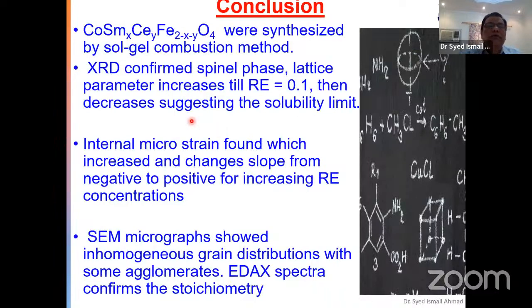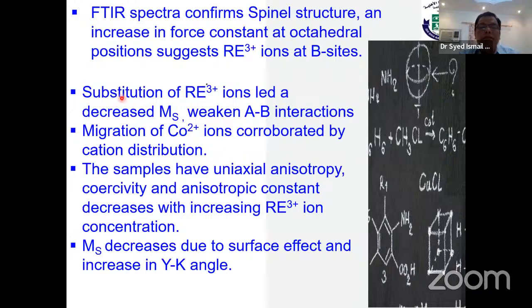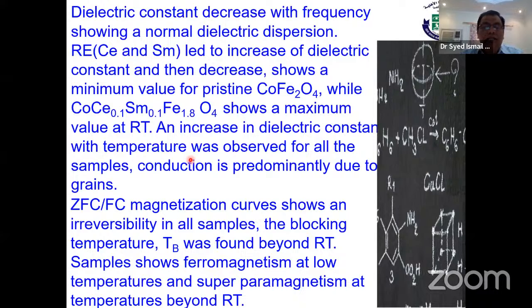To conclude, we have synthesized this material using the sol-gel auto combustion method. Internal strain has been found in the samples, and the magnetization decreased with the rare earth substitution because of the weakening of AB interaction. We have three types of interaction: AB, AA, and BB. AB interaction dominates the other two. So AB interaction has been decreased, and that is why the magnetization has decreased in the sample. And the Yafet-Kittel angle has been increased due to the surface morphology and the defected samples.